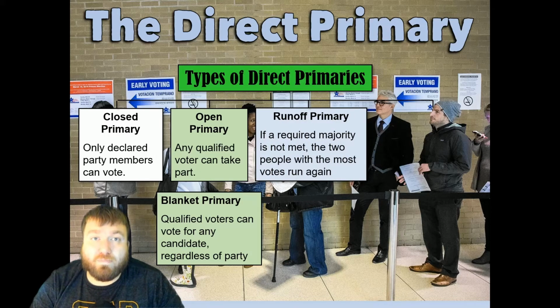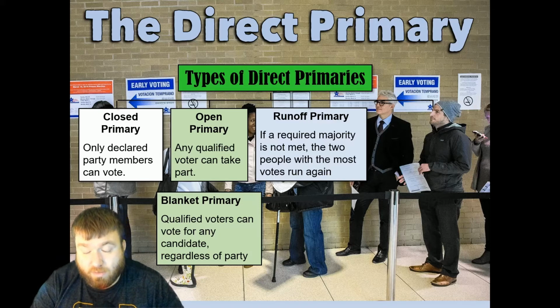There is a runoff primary. If a required majority is not met, the two people with the most votes run again. So in a runoff primary, which has happened, if that is the kind of primary that you have, and no one candidate gets enough votes to secure the primary, then you have to have another election. But instead of having a whole list of candidates, it's only the two that got the most votes.